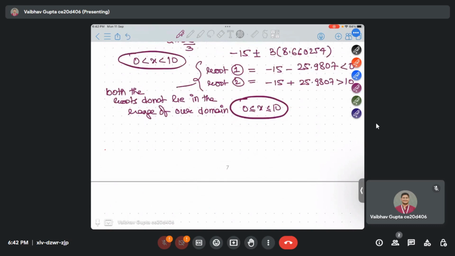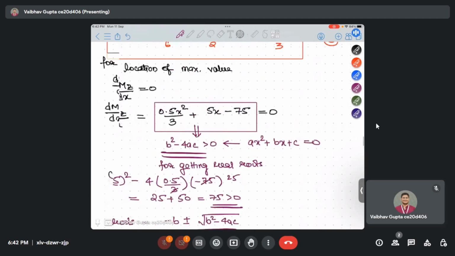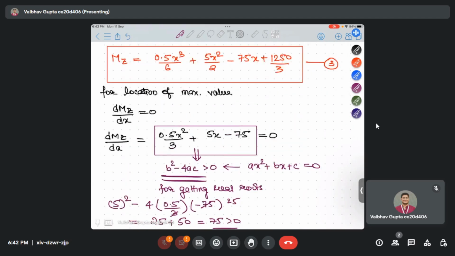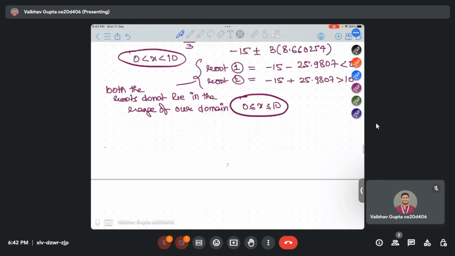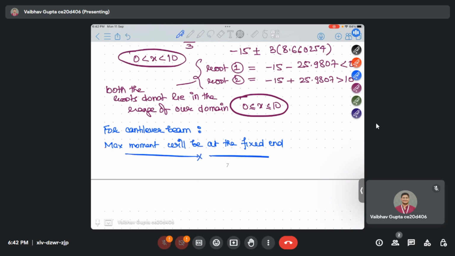So what will be the location of the maximum value then? If such a case arises, you just need to draw the curve of this diagram. I'll tell you the shortcut. For a cantilever beam, the maximum moment will be at the fixed end. This will be the case for a cantilever beam.